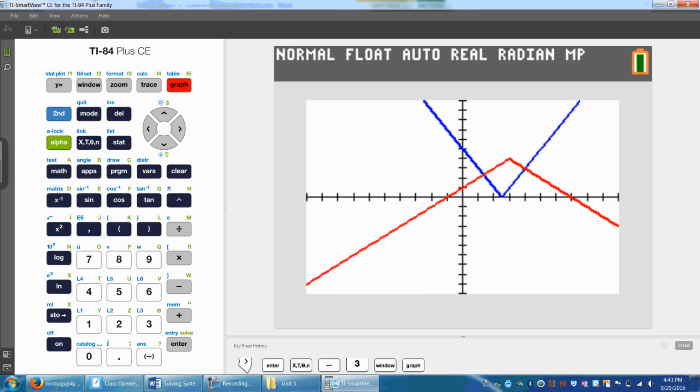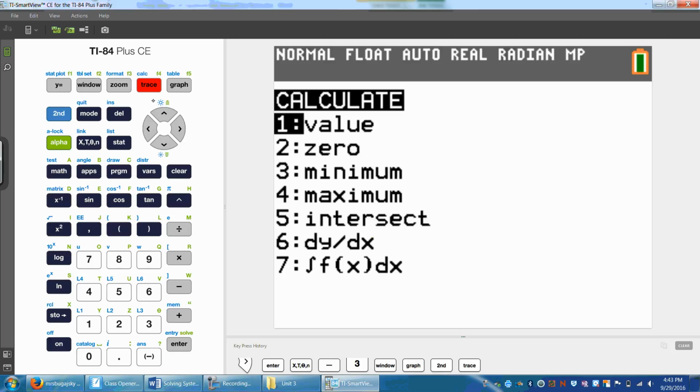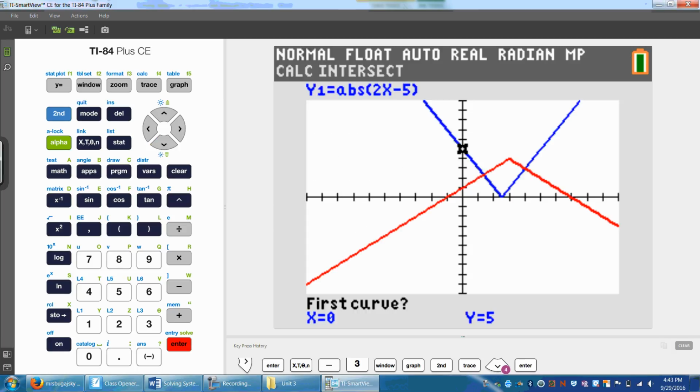I have 2 absolute value graphs. There's 2 solutions. One of them is right here where the graphs intersect on the left, and the other one is on the right. 2 chapters ago, we hit second trace, and we selected number 5. We're looking for an intersection point. And basically what I'm going to do is get my cursor closer to the intersection point. Doesn't matter which side it's on, left or right, it's just going to be closer to the point.